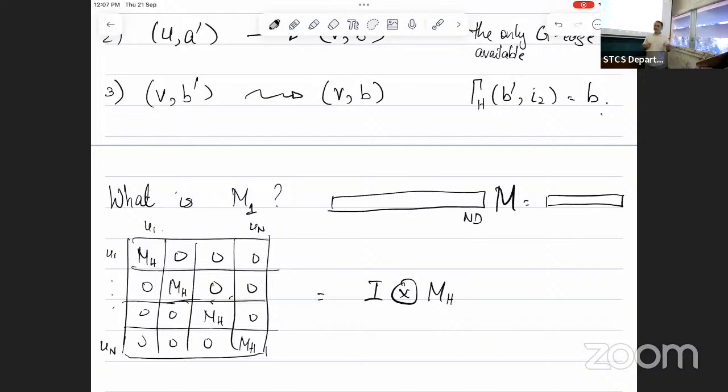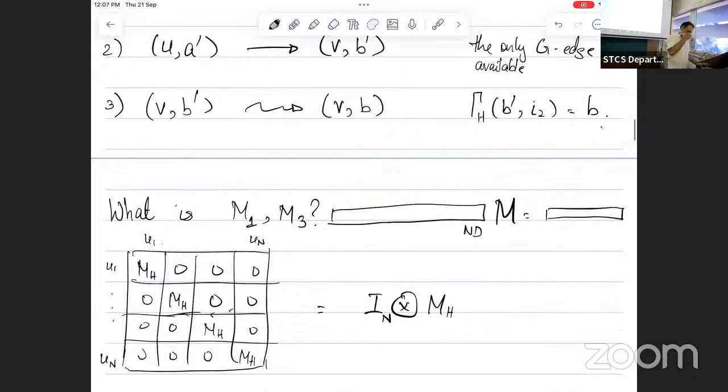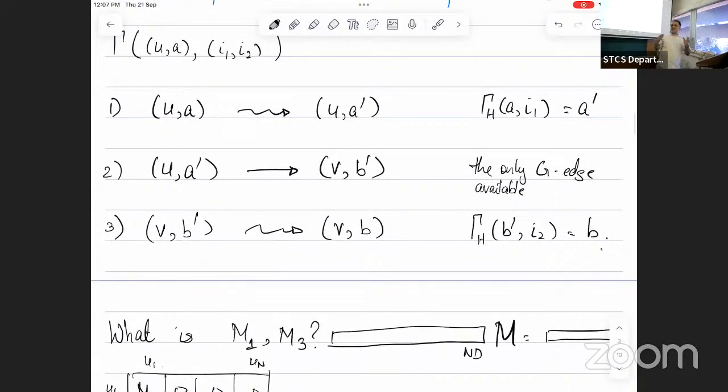If I were to be very careful, I would need to write it as I subscript N tensor MH, but there would be way too many subscripts. Okay, fine. So it's an N cross N identity tensored with the random walk matrix of H, which is a D cross D matrix. This is the same thing for M1 and M3, the matrices that correspond to the first step and the third step.